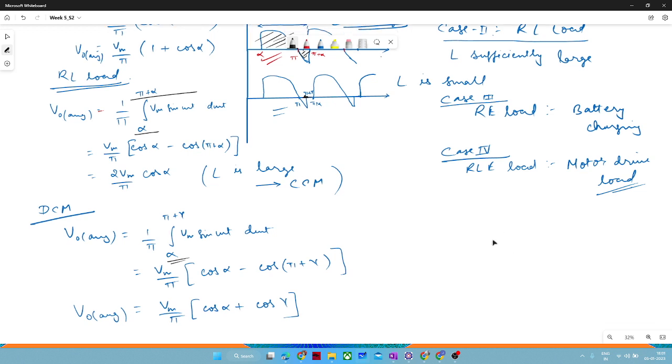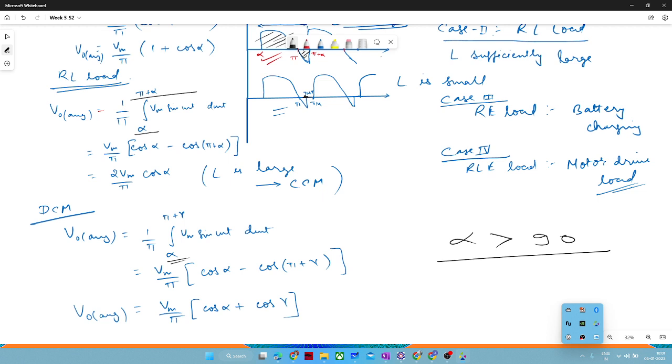Yeah, one question came in the last session: what will happen when alpha is greater than 90? So it is kind of an important thing. Based on this concept, some problems have been asked in recent years, so we will see. Also, just to visualize it here, if you put alpha greater than 90, then what will happen? Your cos alpha component would turn out to be negative, right?